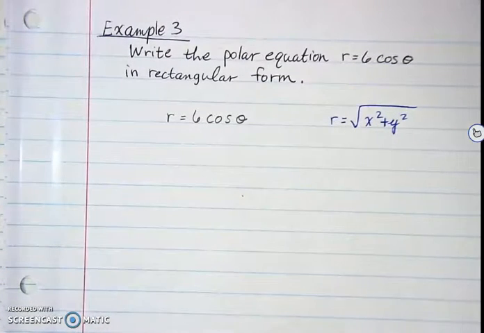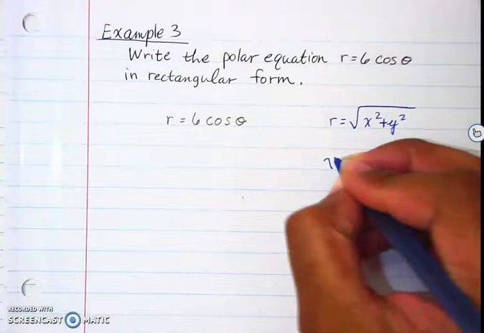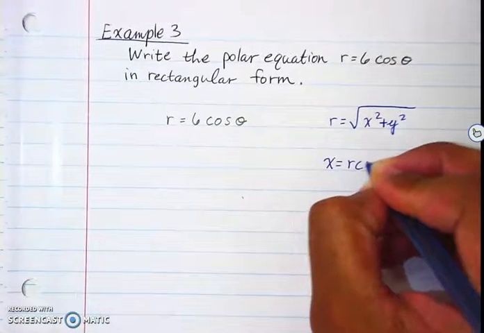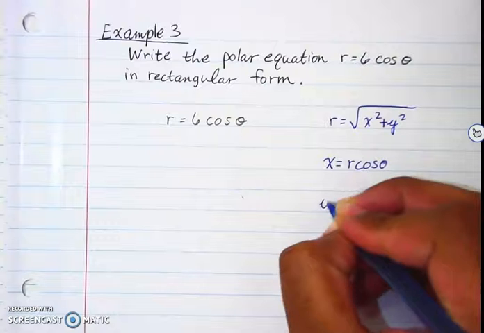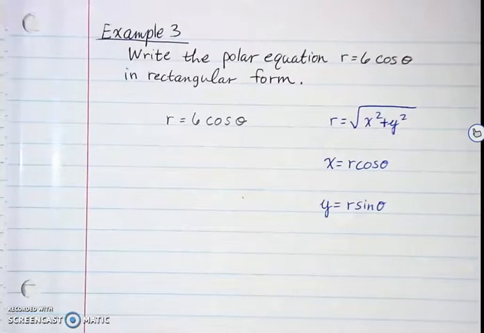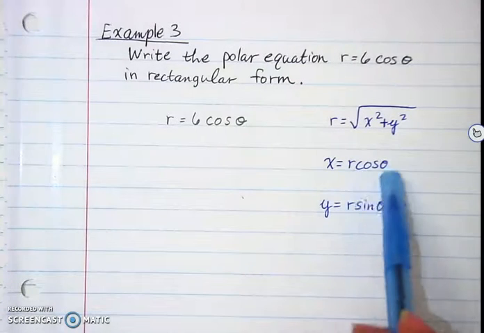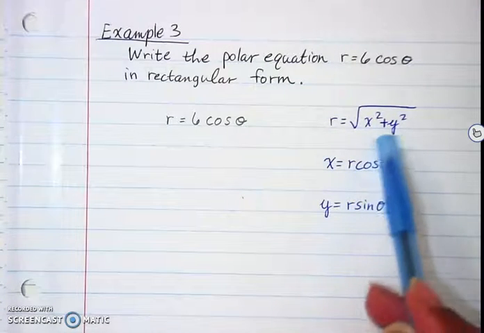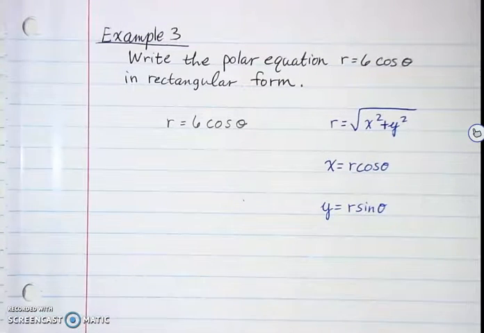Now, the other portions that we need are x equals r cosine theta and y equals r sine theta. We're going to use that information to help us get from r's and thetas and cosines to x and y's. So first off, we know r is going to equal the square root of all of this. We're going to put that in there in a few seconds.